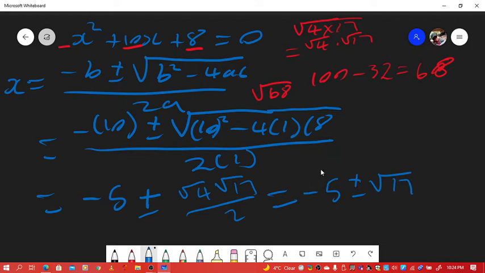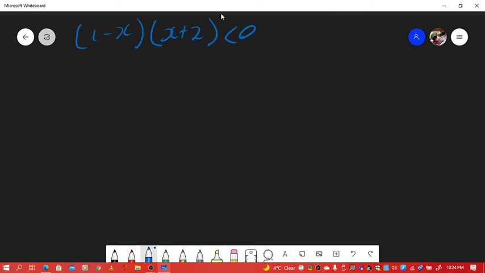Right, can we check the next question? This is the next question, and it's also solve for x. Here we have no problems because they have already factored for us. So we have 1 minus x is less than 0, so 1 is less than x, or x plus 2 is less than 0.